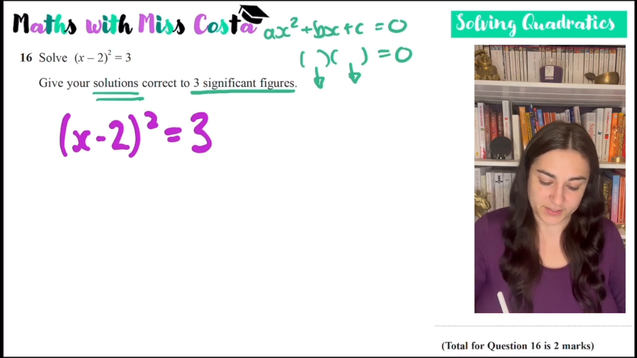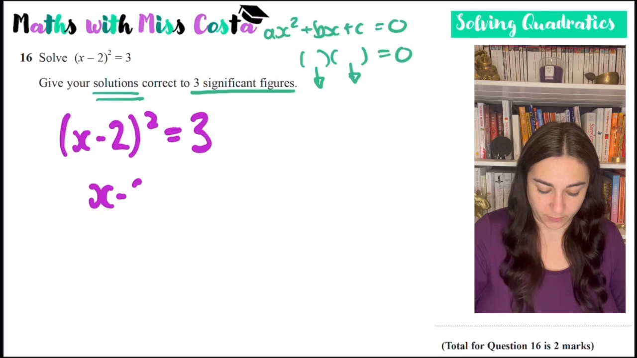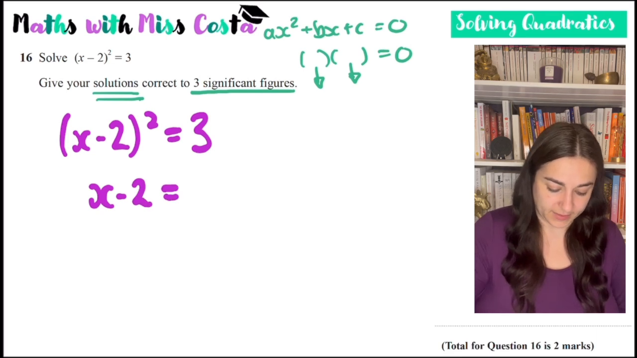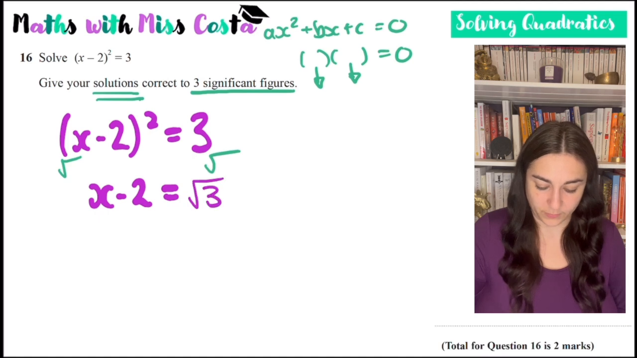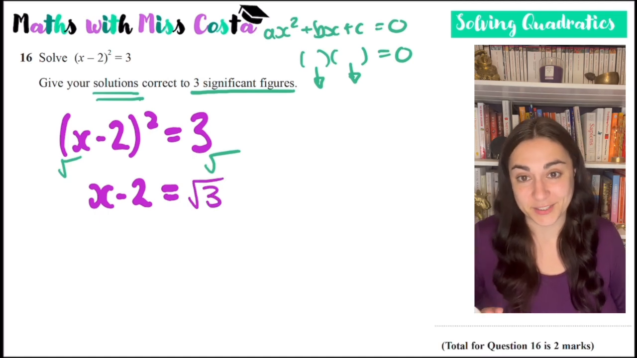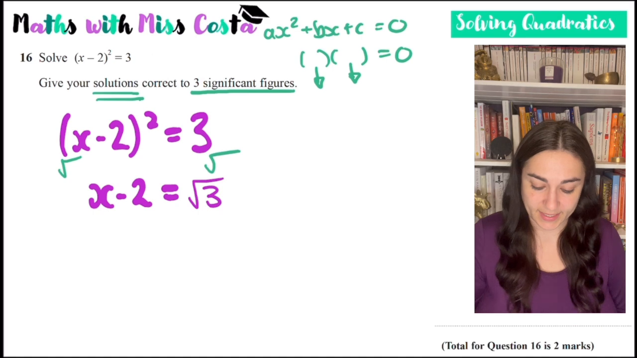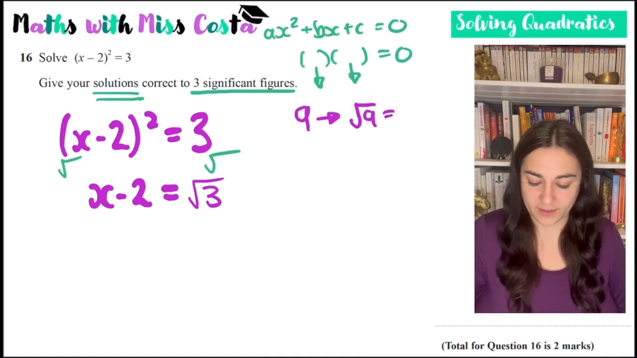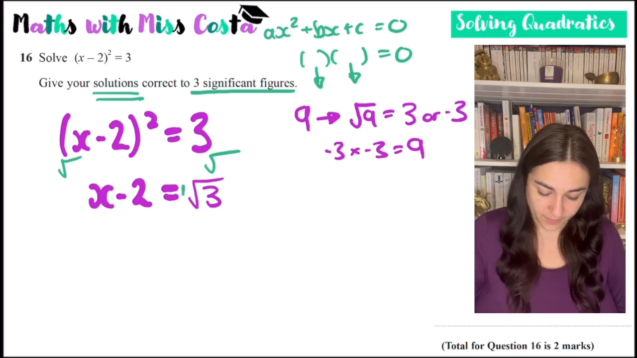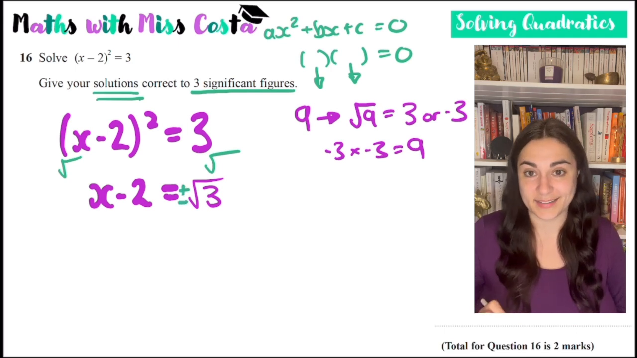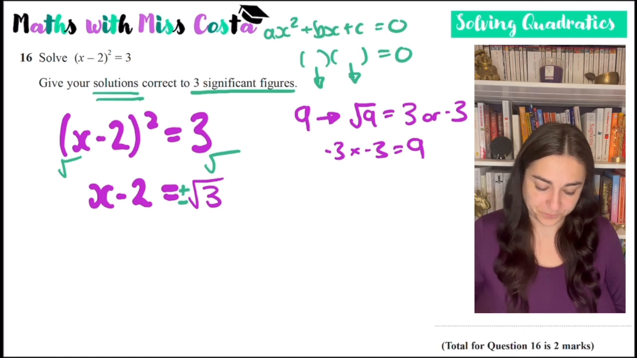So the first thing I do, using BIDMAS, is square root both sides. That's going to give me the square root of 3. And remember, this is especially super important for quadratics. What is the square root of 9? Well, the square root of 9 could be either 3 or −3, because a negative times a negative gives you a positive. So therefore, this could be the positive or the negative root of 3.